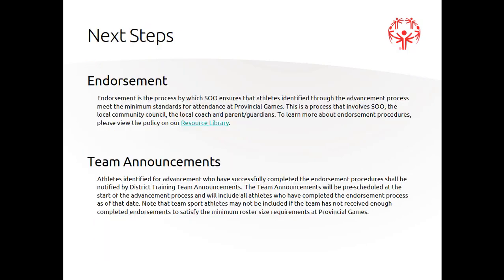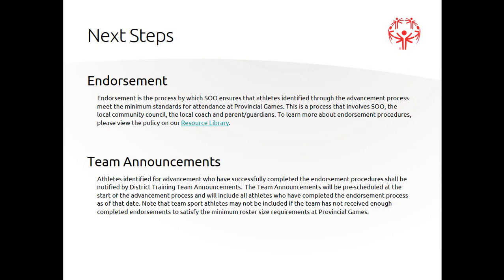Once tournaments are complete and athletes and teams are identified, this does not end the advancement process. Each athlete identified to advance must meet the minimum standards for attending a provincial games. This is determined through our endorsement process, which involves Special Olympics Ontario, the local community council, and coach, as well as the parent/guardian of the athlete. Should the athlete not be endorsed, quota would be returned to their respective advancement grouping and the next athlete would begin the process.